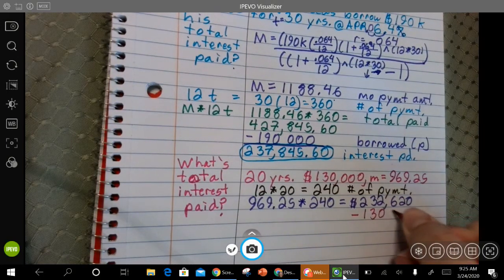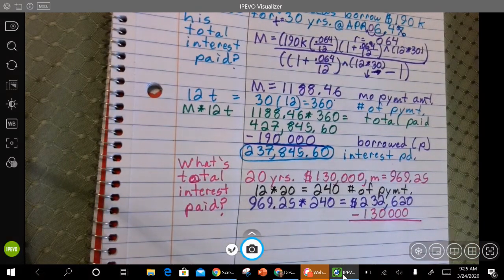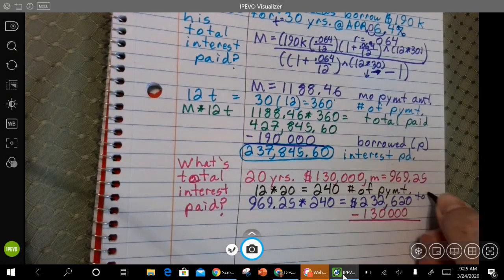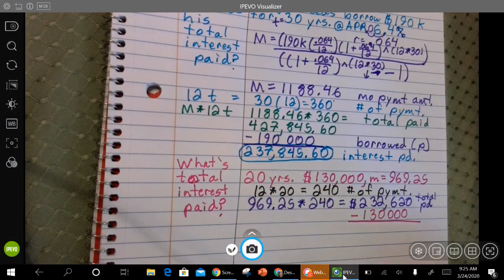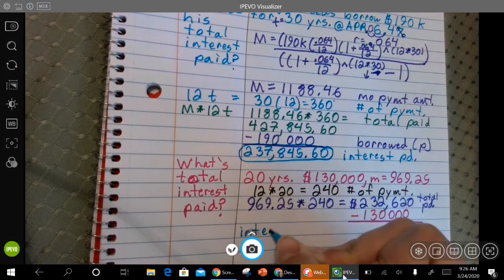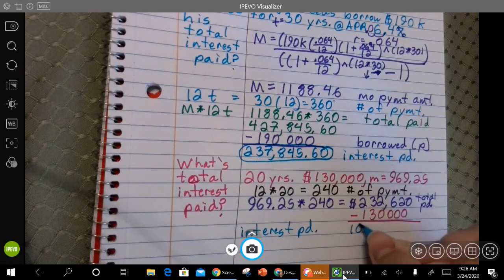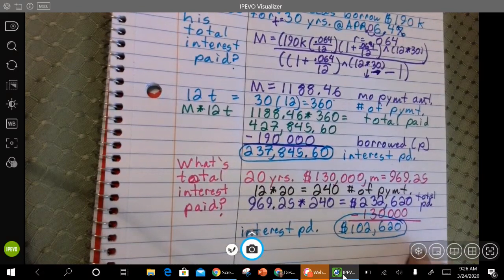We're going to subtract that from the loan amount. So the 130,000. Okay. So this was the total paid. Okay, so the amount of interest that we paid, so we subtract those two. So we paid $102,620.